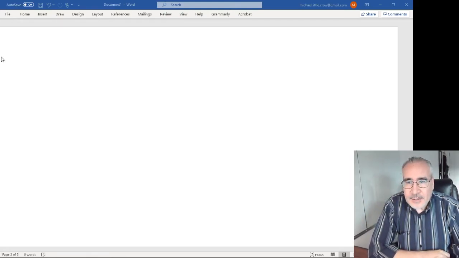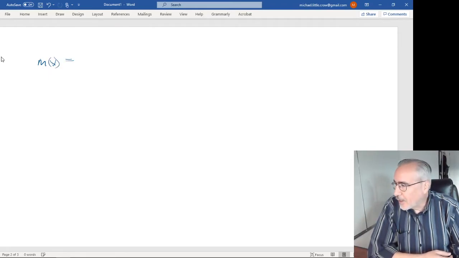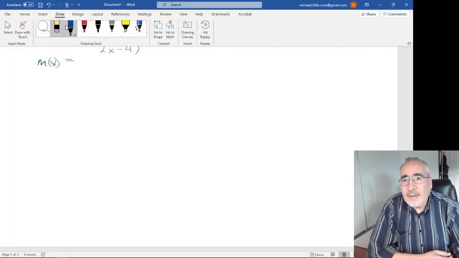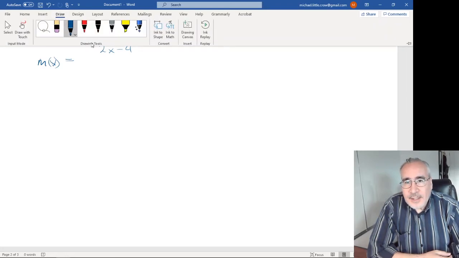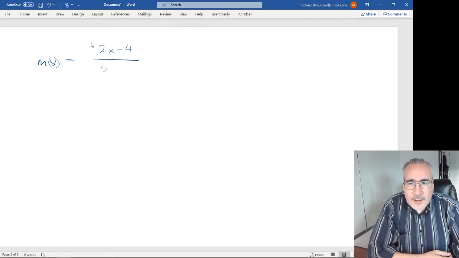Okay. So now let's look at this function. Let's go with, what should we call this? M of x, Mike of x. I don't know. Why not? Let's go with 2x minus 4 over 5x plus 3, and this is all raised to the 5th power.